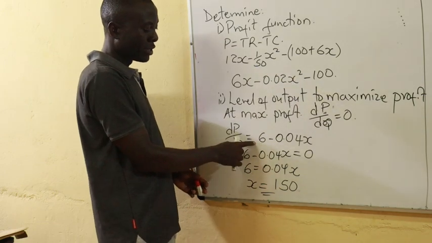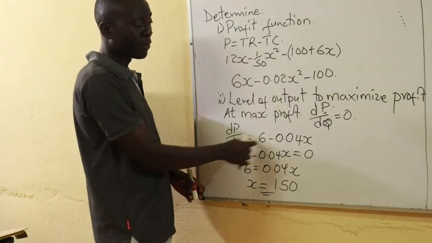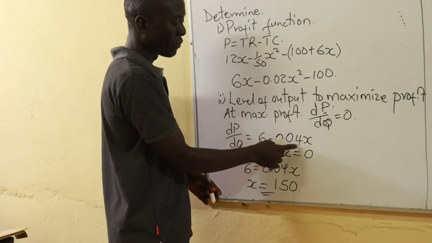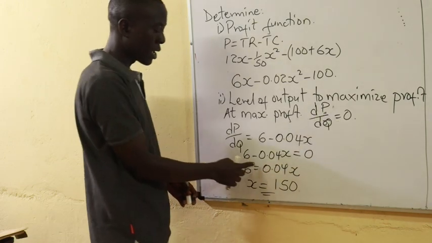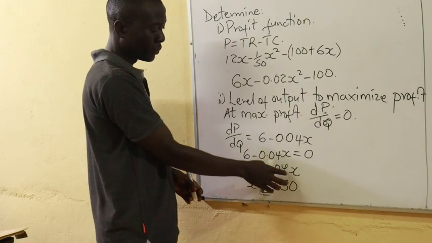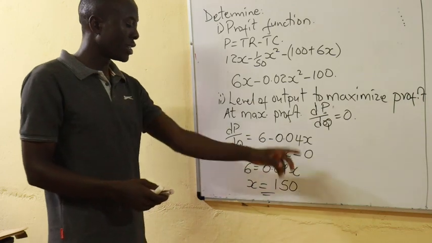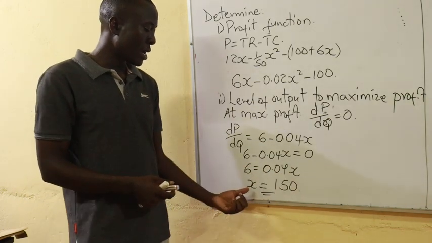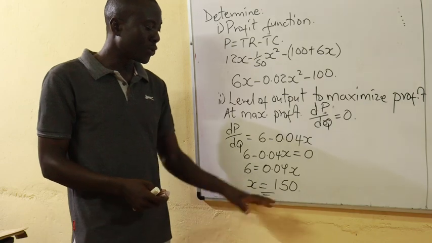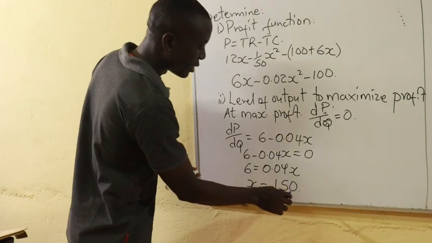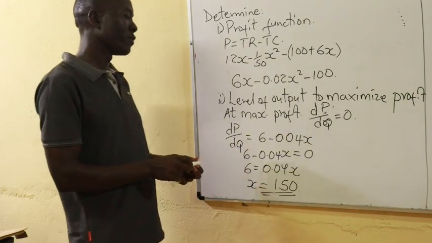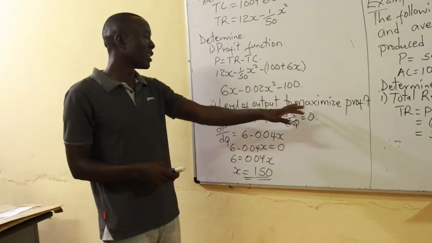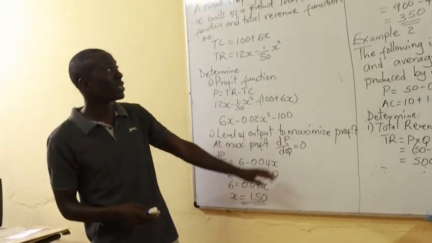Now, after differentiating, that is getting the first derivative, we equate that first derivative to 0, and therefore we bring this 0.04 to the other side. It becomes 6 equals 0.04x, and therefore x will be equal to 150. So this 150 is the quantity of output, or the level of output that will maximize profit.